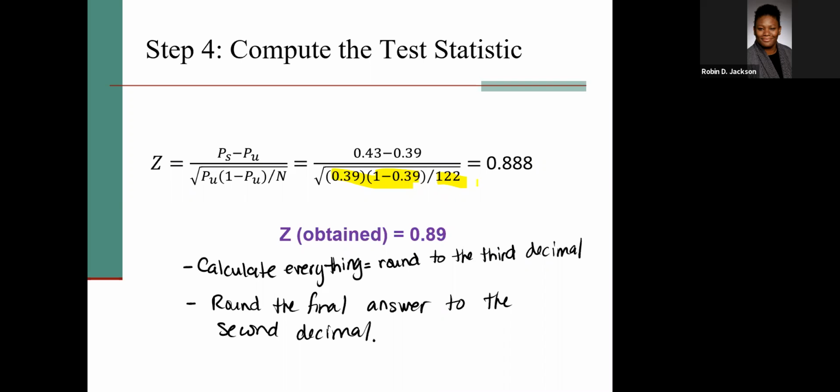And then you should get 0.8888, and then you round that up to 0.89. So test it out, see if it works.